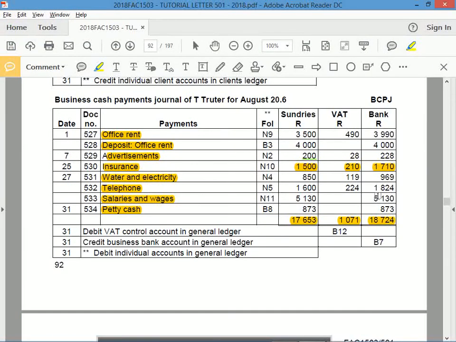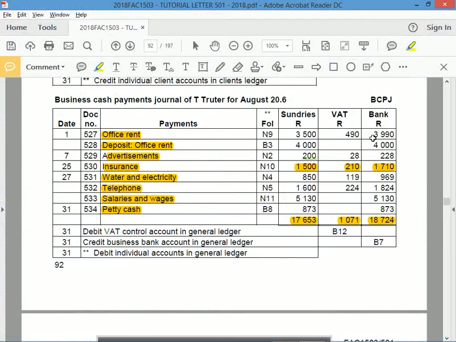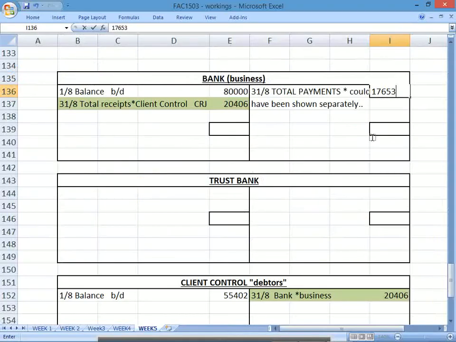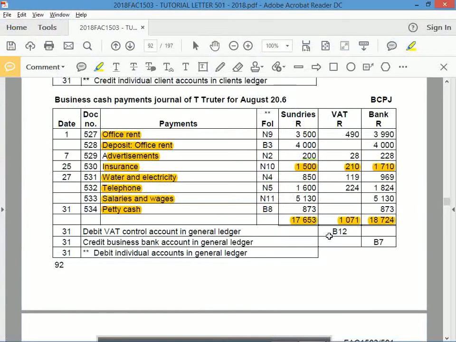Okay, I'm just going to show the one total. So the total payments, how much was the total payments amounting to? Well, in terms of sundry, that was 1,5, while the total, 17,653. You need to show the VAT separate. Okay, and then you would have VAT here. What VAT? Input VAT. Okay, and the input VAT would have been the 1071. Right, and then the total, if you add them up, gives you the 18,724.